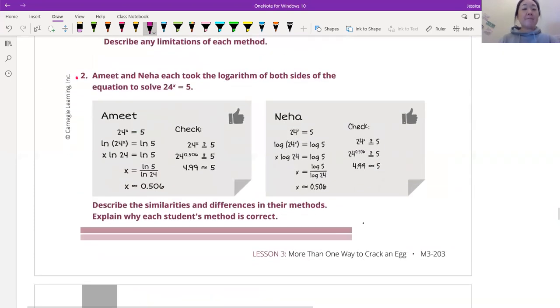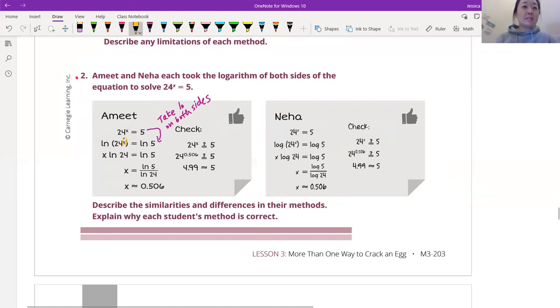All right, and we have Amit and Neha. So if you look right here, what did Amit do? Take the natural log on both sides. What? Can you do that? Yeah, it doesn't matter what the base is. It could just be natural log, log base e, right? So that's totally fine. And this is kind of like Danielle's way, right?